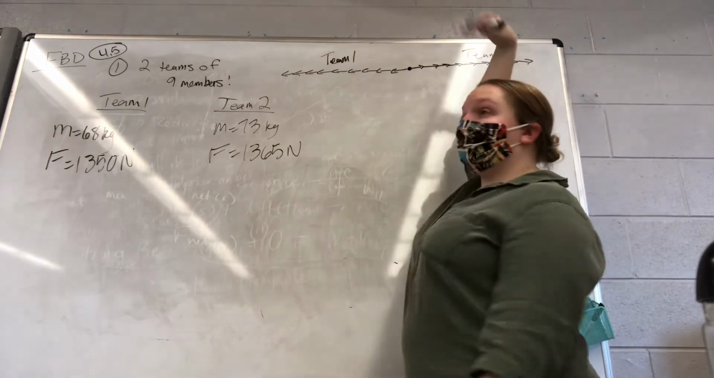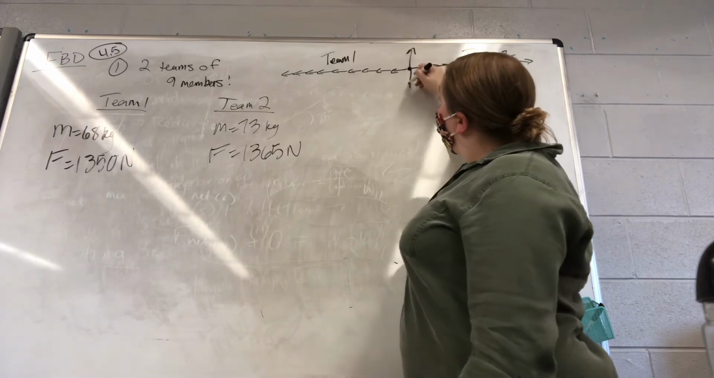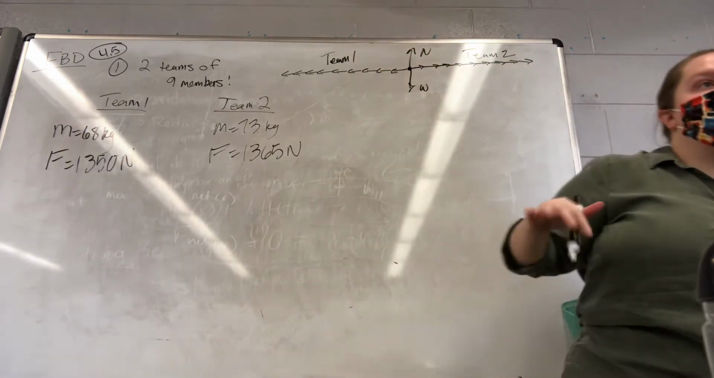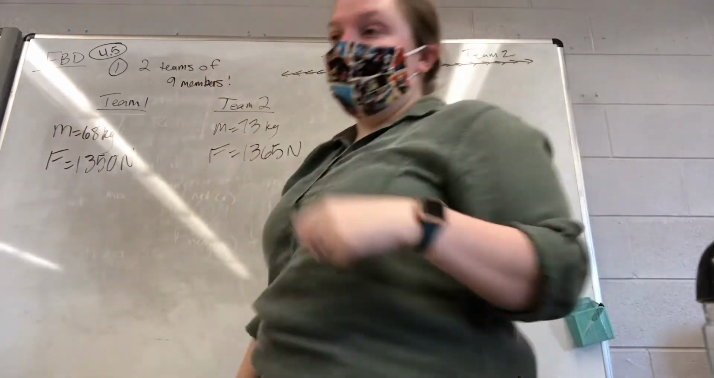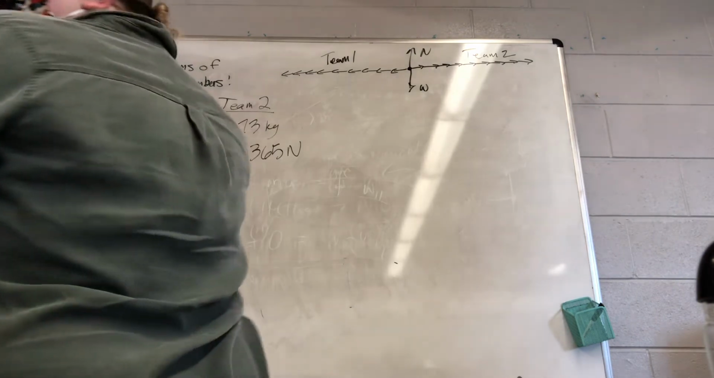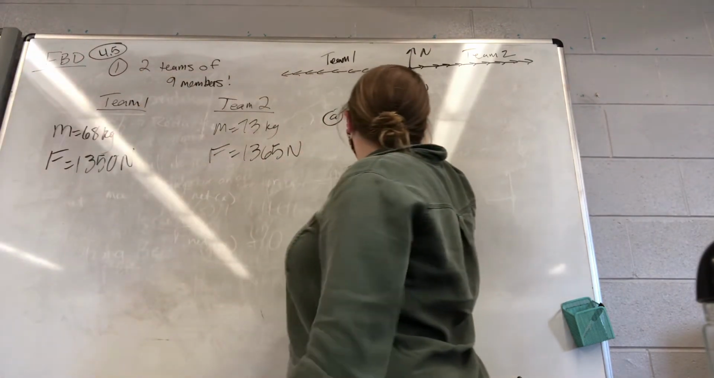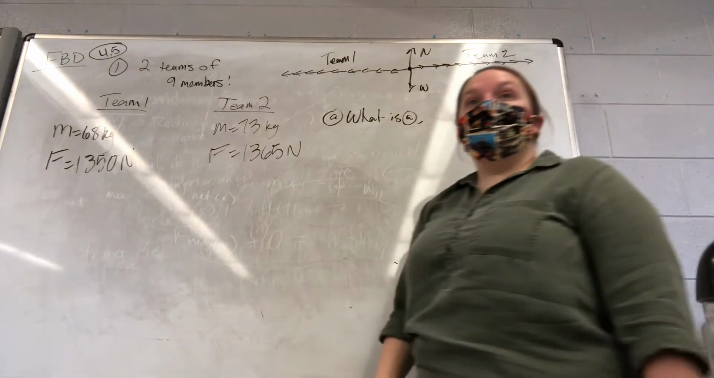What other forces do we have at play? W and N. Are we assuming W and N are straight up and down? Yeah, because we assume they're pulling on level ground. All right. Now we want to know what the acceleration is.